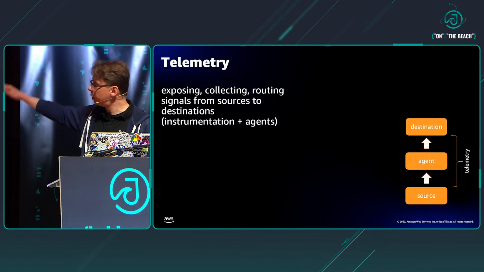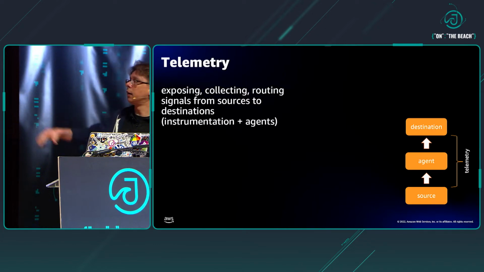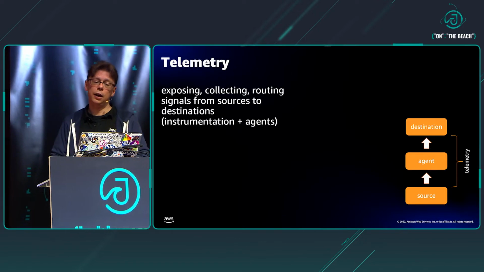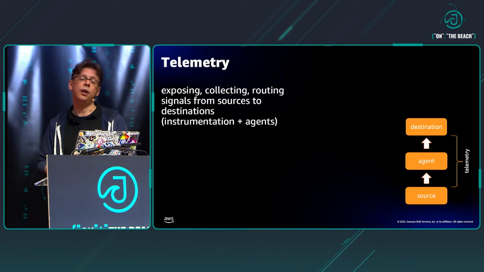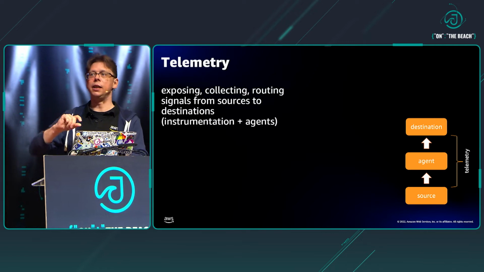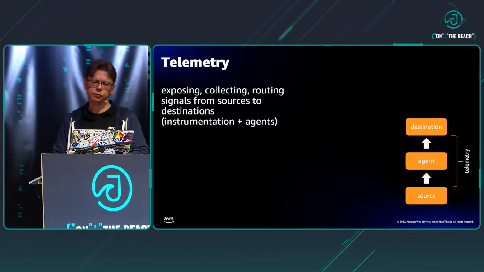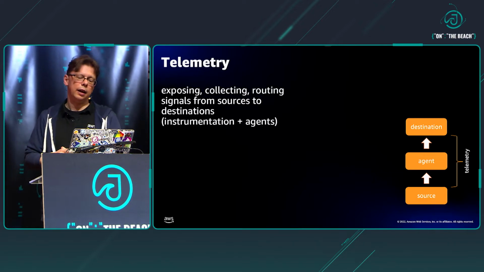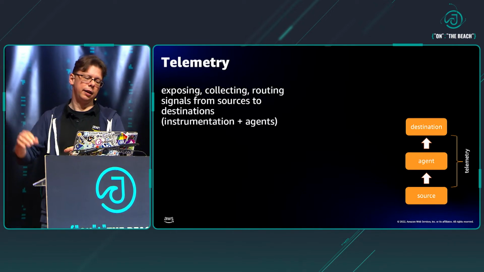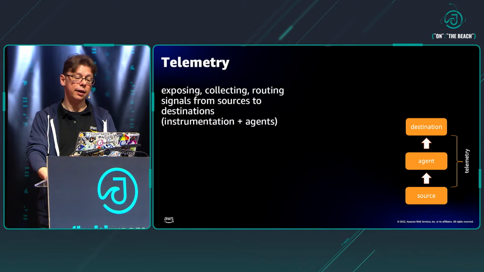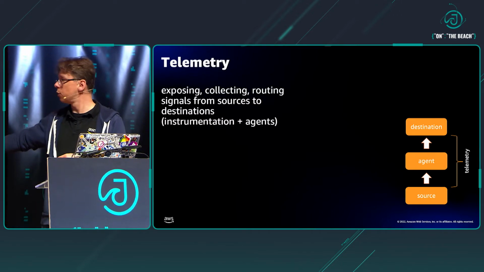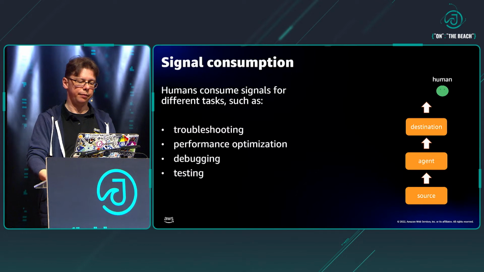And everything in between, so the exposing, collecting, and routing. Exposing includes the instrumentation that you might do in your own code. So essentially say like, okay, emit this log line here, or emit this metric there, or a span in case of tracing. So agent plus that instrumentation, that is the telemetry, getting the signals from the sources to the destination.